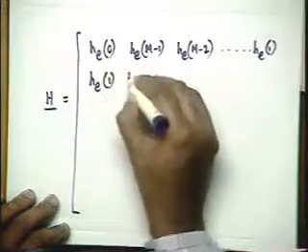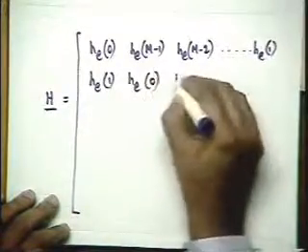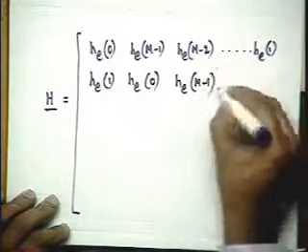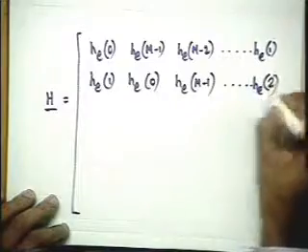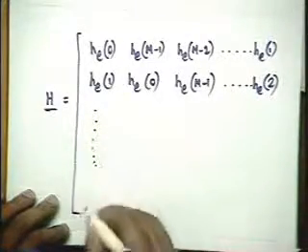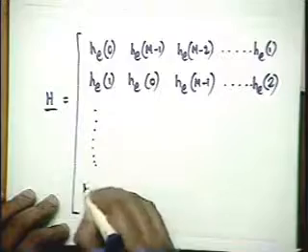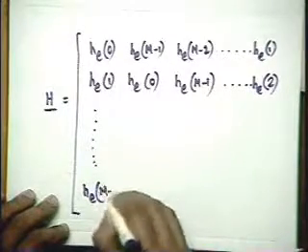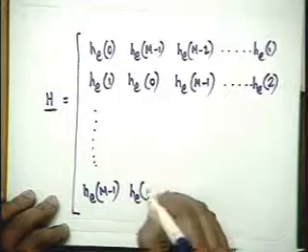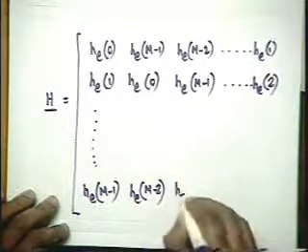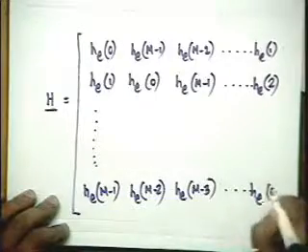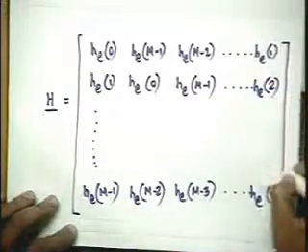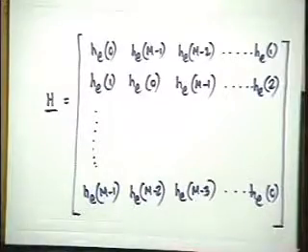HE1. HE0, HE m minus 1, etc., etc. HE2. So on it goes. The last row, HE m minus 1, HE m minus 2, remains as before, HE m minus 3, etc., etc., up to HE0. So this is the H matrix that we have got.